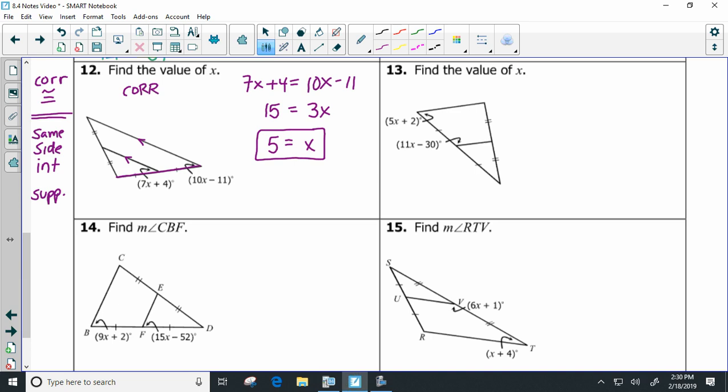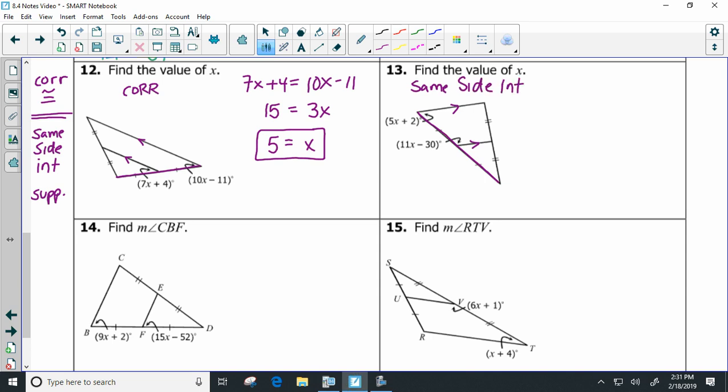Question number 13, parallel lines cut by a transversal. These two are same side interior angles. These are same side interior, so they are supplementary. All right, these are same side interiors.